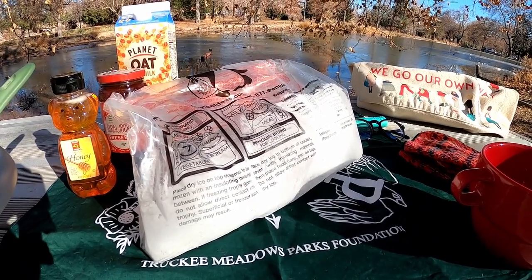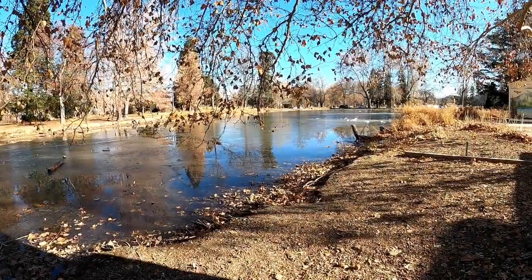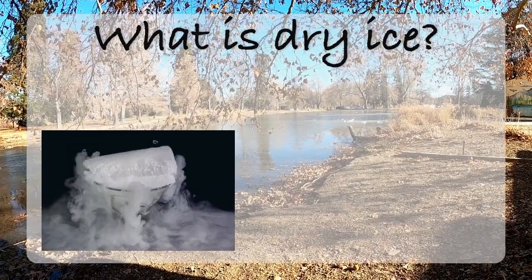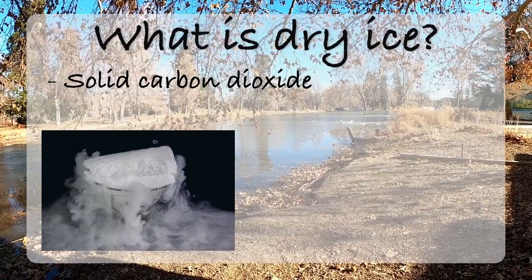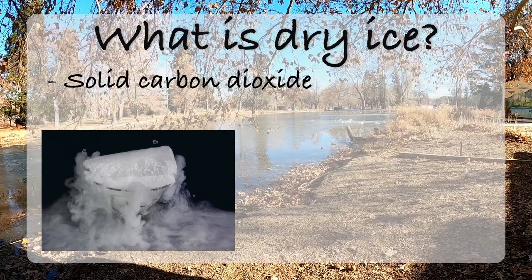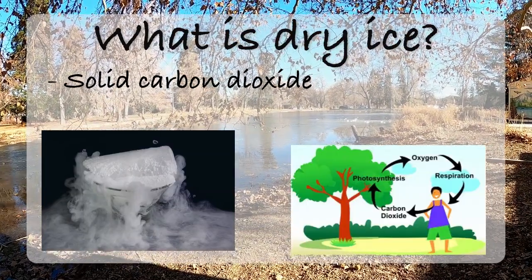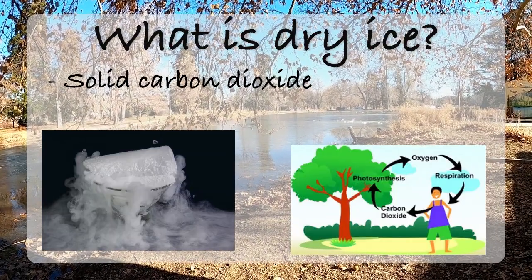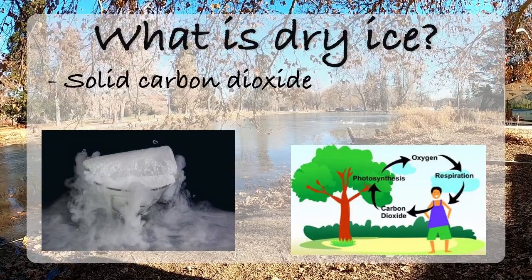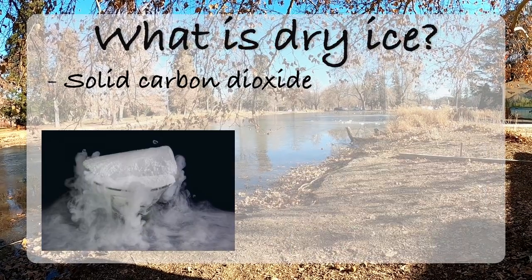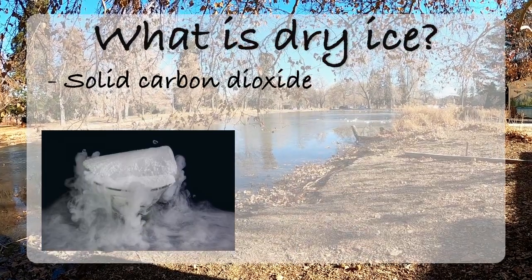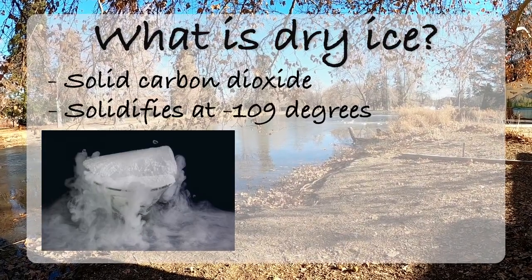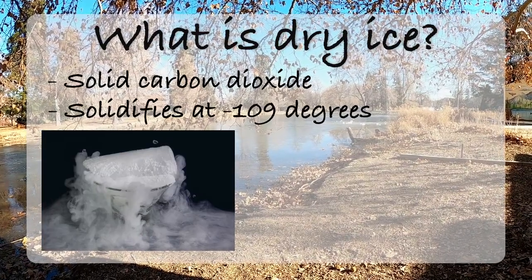So we're making dry ice cream, but what exactly is dry ice? Dry ice is solid carbon dioxide. Carbon dioxide might sound familiar to you because it is what we exhale when we breathe and what plants inhale through photosynthesis. In both of these processes, we are experiencing carbon dioxide gas. However, when the temperature gets below -109 degrees Fahrenheit, carbon dioxide gas solidifies into what we can now call dry ice.